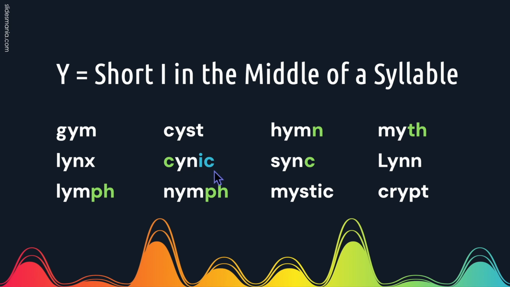Now, very few English words end in the letter C. Most of the time, if the last sound is a K, it will be a K. About the only exceptions are English words that end in the Latin suffix ic, or the word sync here, but this is spelled with a C because it's actually a shortened version of a longer word. Lynx, PH says f, lymph, nymph, mystic, crypt.